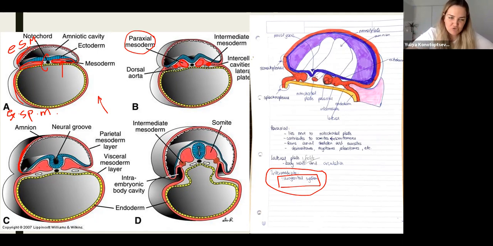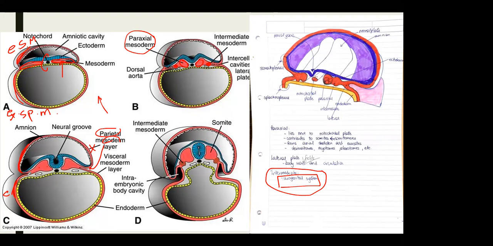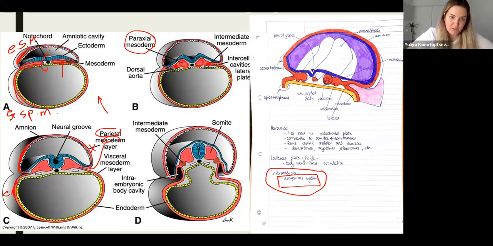Another name for the intra-embryonic somatopleuric mesoderm is the parietal mesoderm, and the book got it wrong. Okay, it's not this, it's this little tiny part right here. This is the parietal mesoderm. What is lining the yolk sac? As you remember, extra-embryonic splanchnopleuric mesoderm. So what do you think this part of the V will be? Intra-embryonic splanchnopleuric, another name for it, visceral mesoderm.